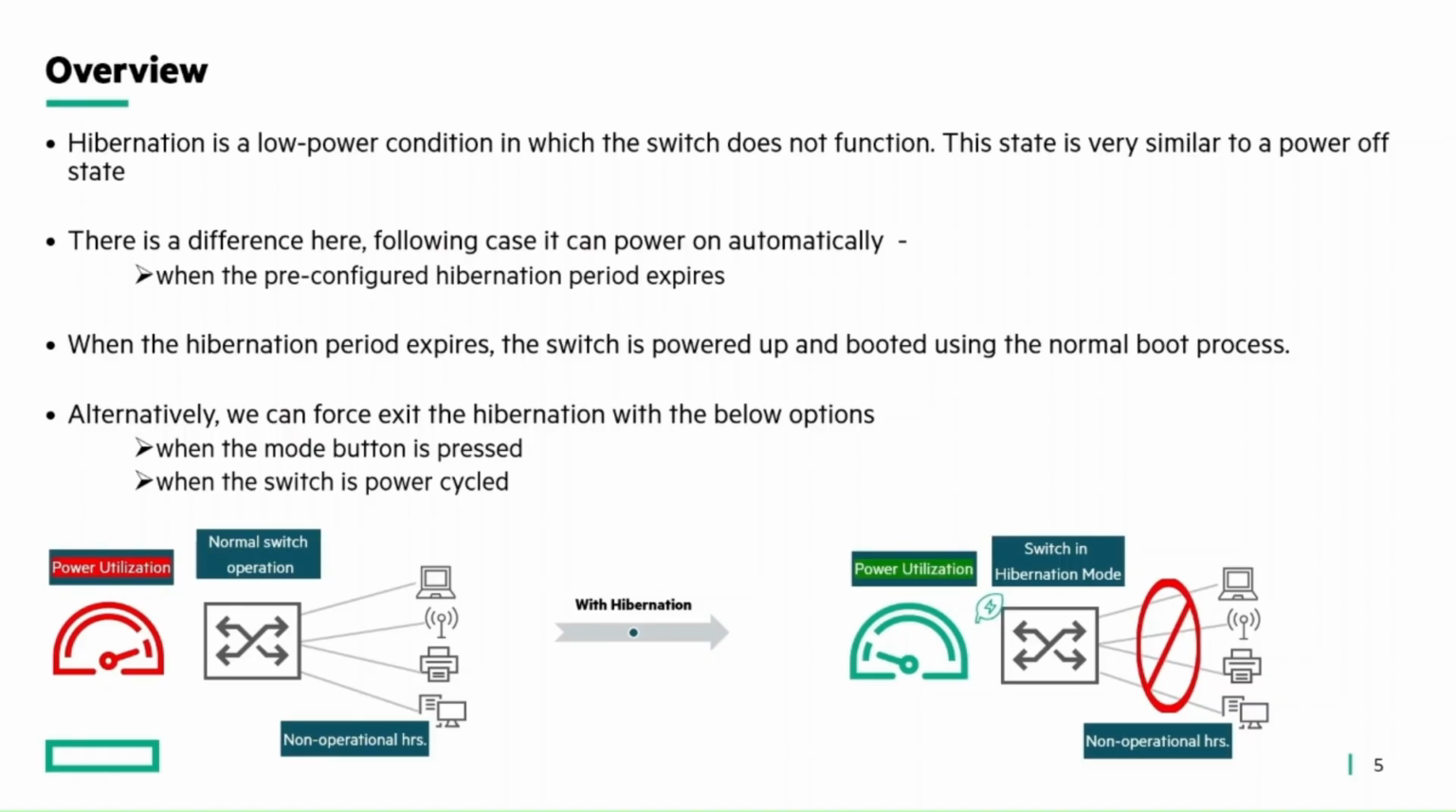So we have two options available for the force exit of the hibernation. One is to press the mode button. By pressing the mode button, it will immediately force the switch to exit hibernation. Second option, power cycle of the switch, that is turning the switch off and back on, will also exit the hibernation. From the below illustration, you can see it is clear that enabling the hibernation mode significantly enhances the energy efficiency of the network switches, leading to an overall reduction in the energy cost.